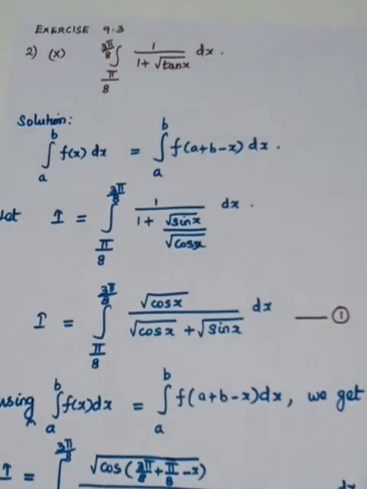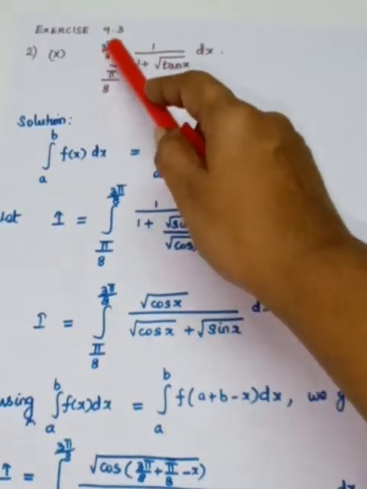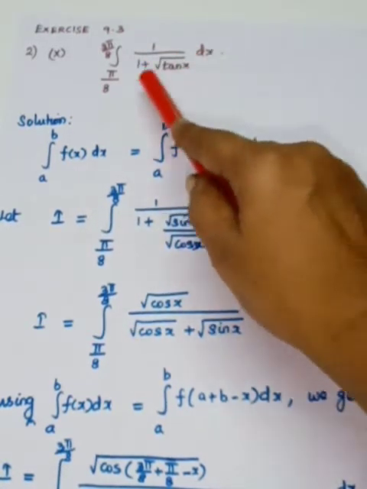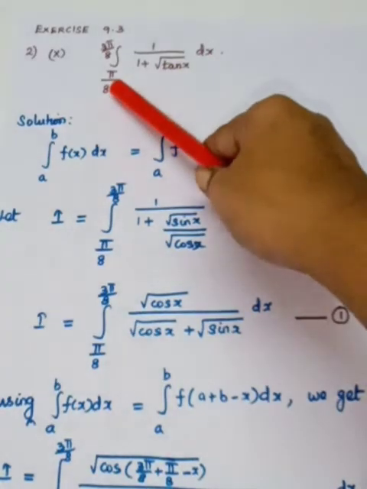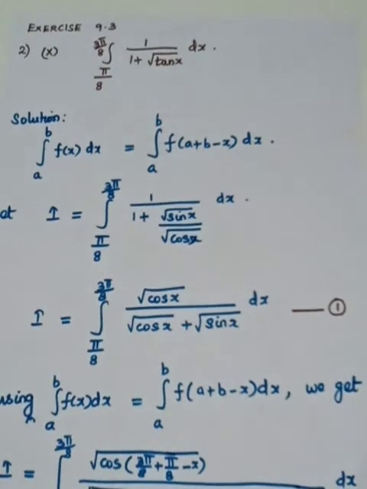Next we are moving to the next problem. I have taken the second 10th subdivision. You see that integral pi by 8 to 3 pi by 8, 1 divided by 1 plus square root of tan x into dx. It's not so. In the previous integral that we discussed, your limit varies from minus a to plus a. Here the lower limit is pi by 8 and the upper limit is 3 pi by 8. So we should not use that property we have dealt with previously.